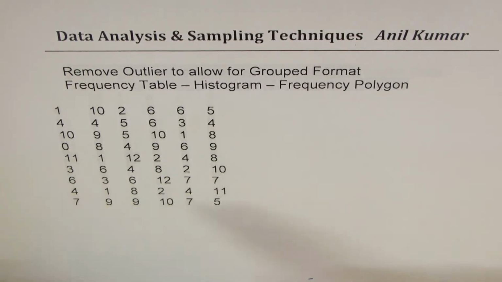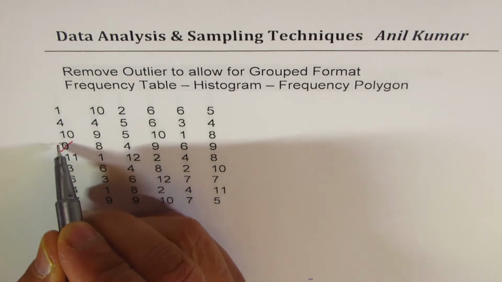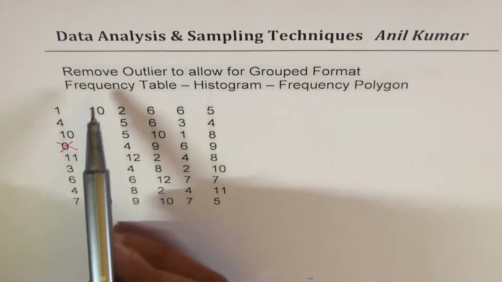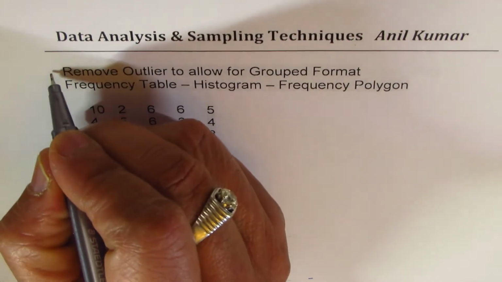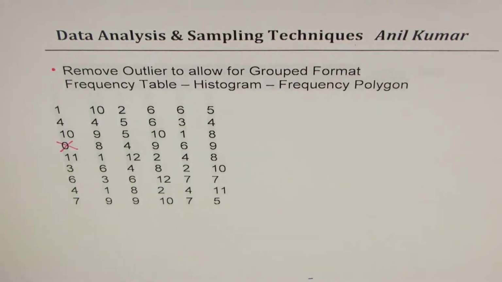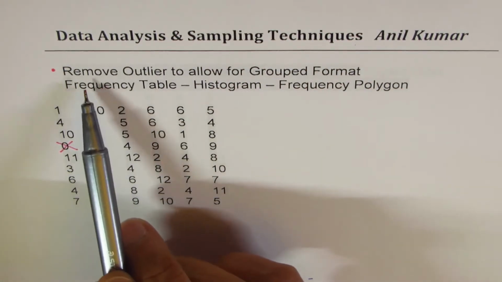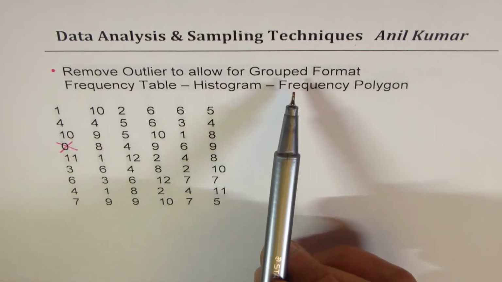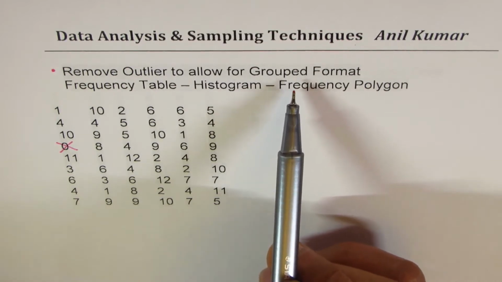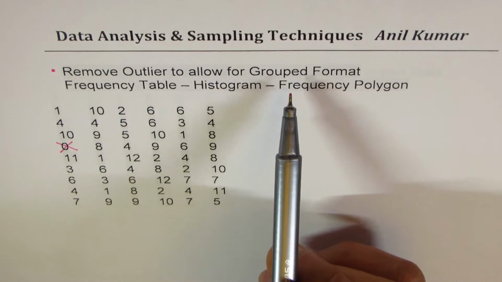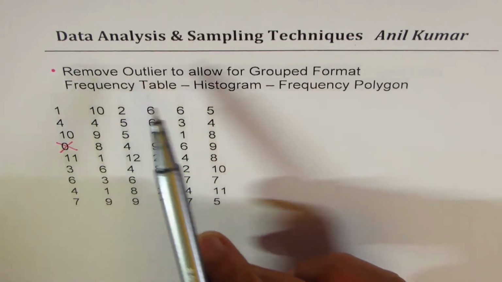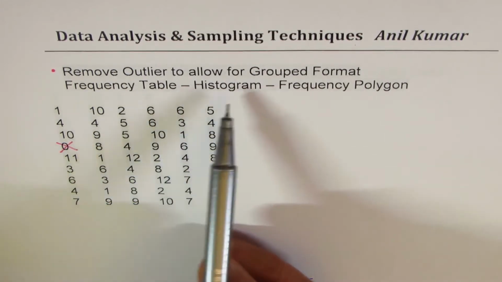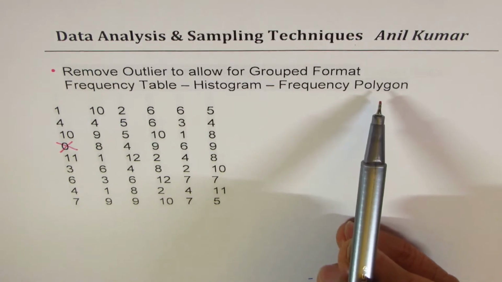So the first step is that 0 was identified as an outlier. To convert it into a grouped format, we have to remove the outliers. That is always the first step, as mentioned here in this particular question. So it says remove outliers to allow for grouped format. This is very important. Always, if you are given discrete data and you want to group it, you have to remove the outliers first and then analyze. So after removing this, we'll make a frequency table, histogram, and then frequency polygon.